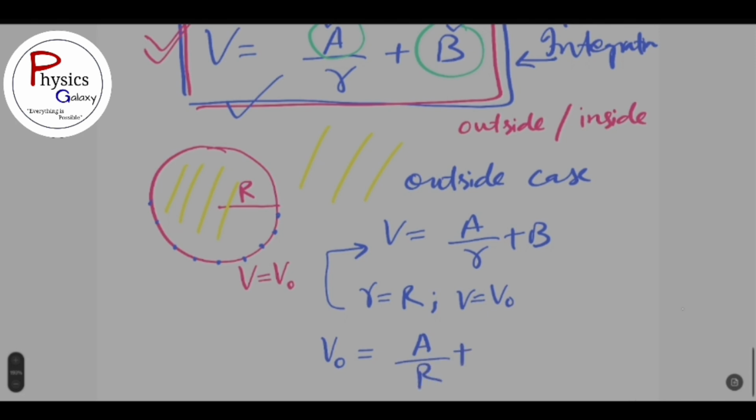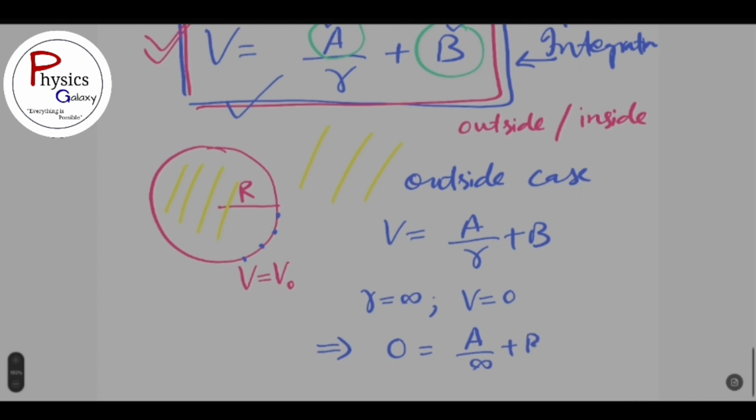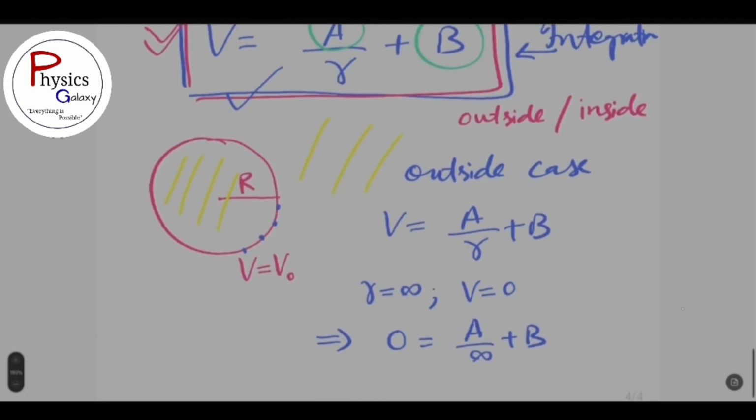Let me use a different boundary condition first so that I can remove this B. When R equals infinity, every field becomes 0. So V will be equal to 0. In that case, V equals 0 equals A by infinity plus B. Now A by infinity will become 0, so this will give me B equals 0. Okay, so I got the first constant, that is B equals 0.